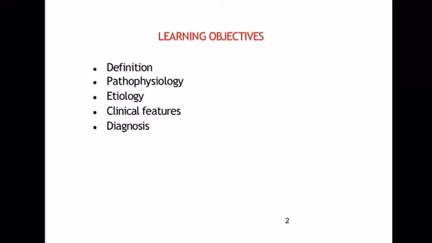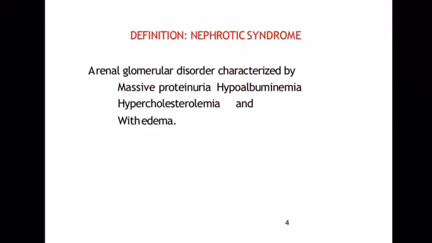First, we will start with the definition. Nephrotic syndrome is a renal glomerular disorder characterized by massive proteinuria, hypoalbuminemia, and hypercholesterolemia with edema. These are the symptoms present in nephrotic syndrome. This is mainly seen in various glomerular disorders, because damage to the glomerulus causes loss of protein and development of the syndrome. So various glomerular diseases present with nephrotic syndrome.